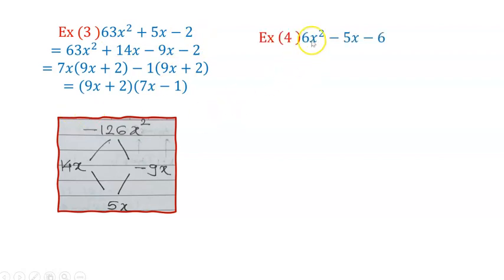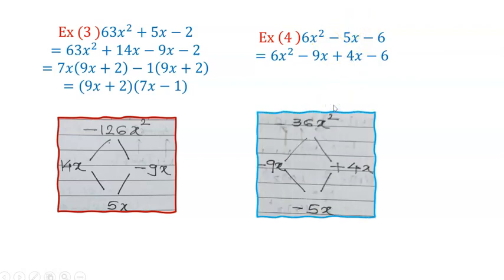Now next, 6x square minus 5x minus 6. The product of the first term and last term is minus 36x square. And what about the middle term? The middle term is minus 5x. Now find two numbers whose product is minus 36x square and whose sum is minus 5x, and hence the two numbers are minus 9x and plus 4x.